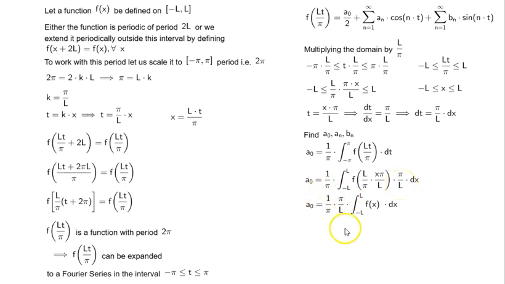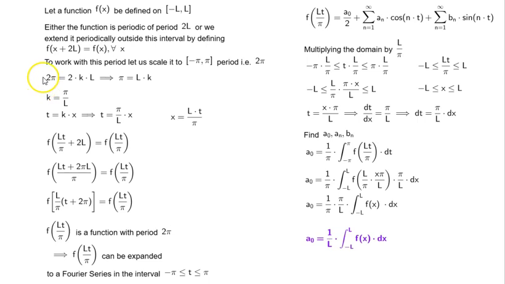So 1 by pi times pi by L times the integral from minus L to L, L cancels, pi cancels, we are left with x, so f of x dx. And finally, this pi and this pi get cancelled out. A naught is equal to 1 by L times the integral from minus L to L of f of x dx. So we have found A naught.